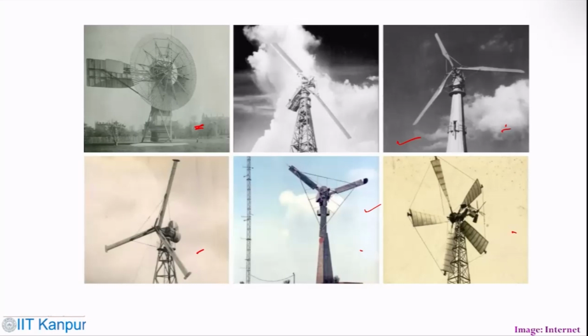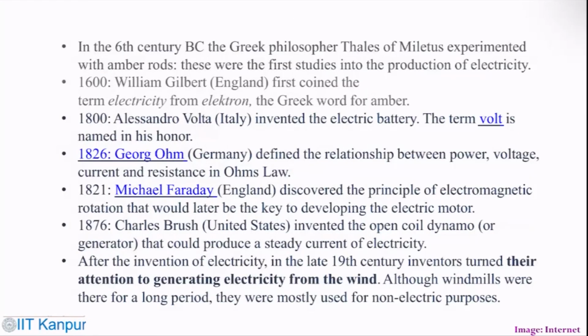Now, a little bit of history of the horizontal axis wind turbine. In the 6th century BC, the Greek philosopher experimented with an amber rod, and these were the first studies into the production of electricity. Then in 1600, William Gilbert first coined the term electricity from electron, the Greek word for amber. This is where we get the terminology of electricity.